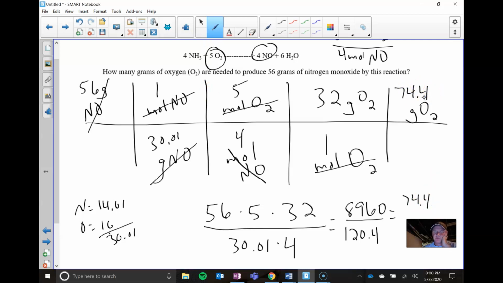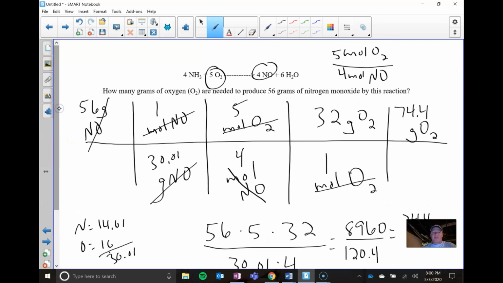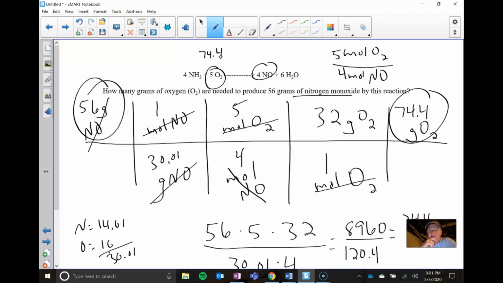Okay, so what does that tell me? That tells me that if I want to produce 56 grams of nitrogen monoxide as a product here, I'm going to need to start with 74.4 grams of oxygen at least. Okay. Looks pretty hairy, right? But the math, it's just multiplication and division. But you got to get your setup.